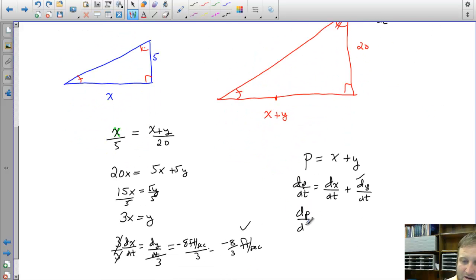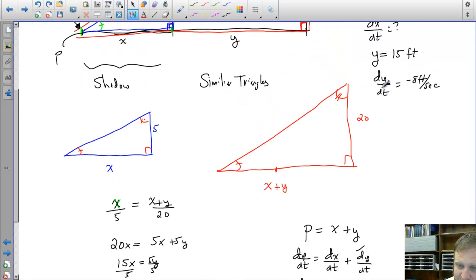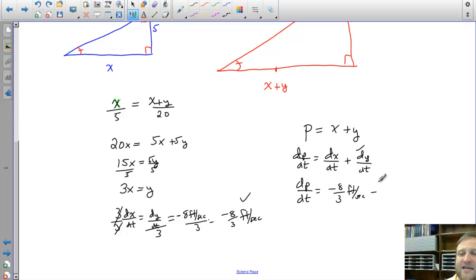So dP over dt is going to be equal to dx over dt, which is negative 8/3 feet per second, plus dy over dt, which is negative 8 feet per second. Notice the units are the same, so we can combine their coefficients. So dP over dt is negative 32/3 feet per second.